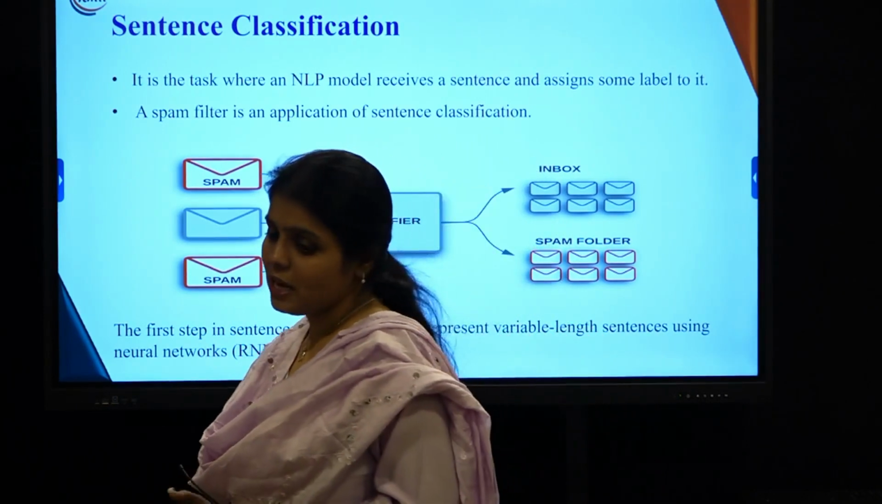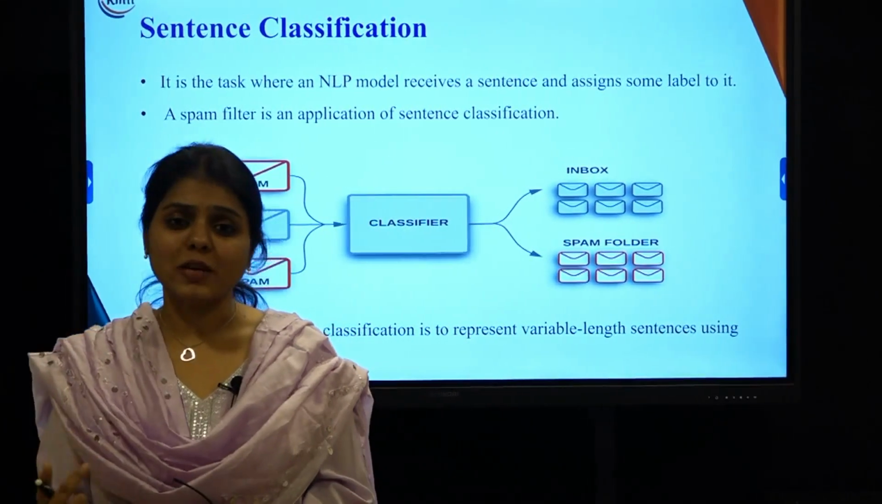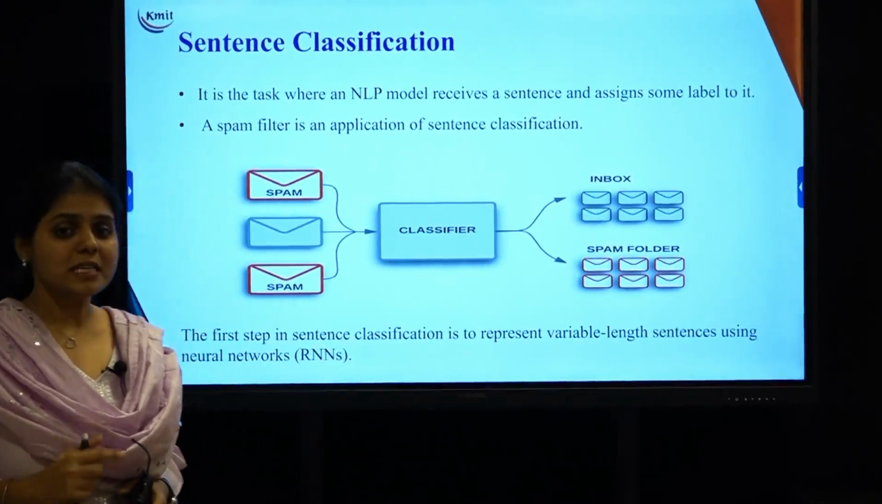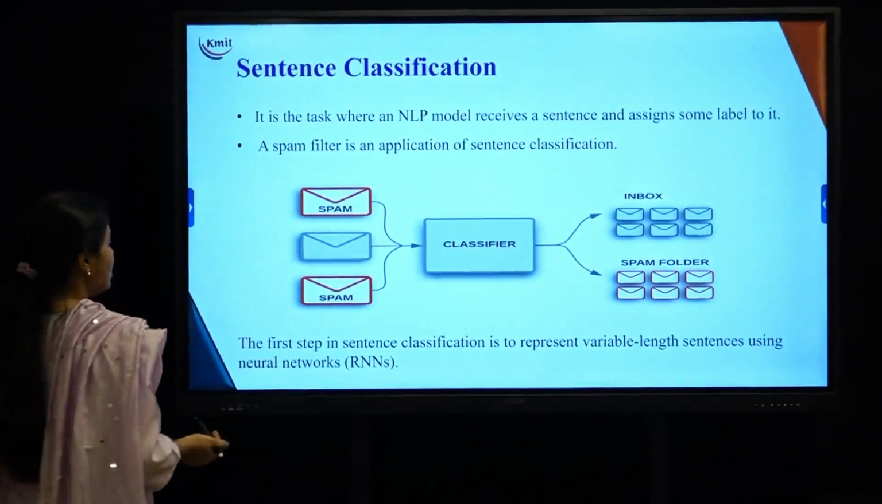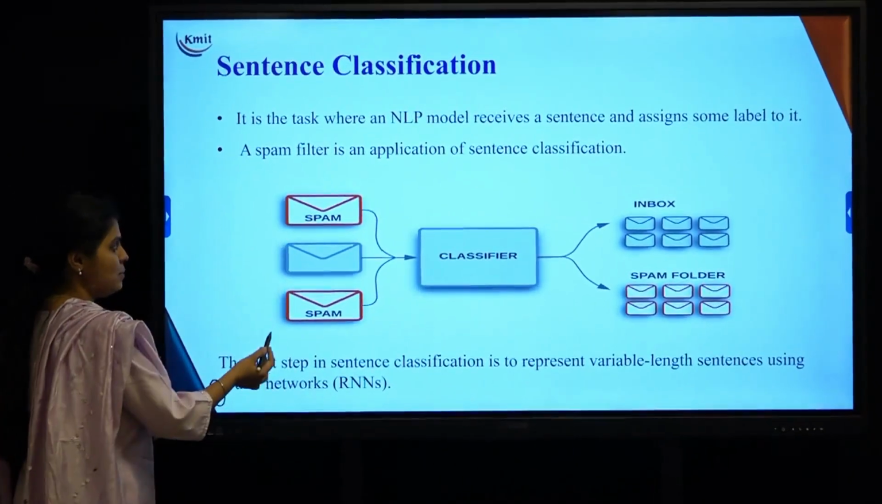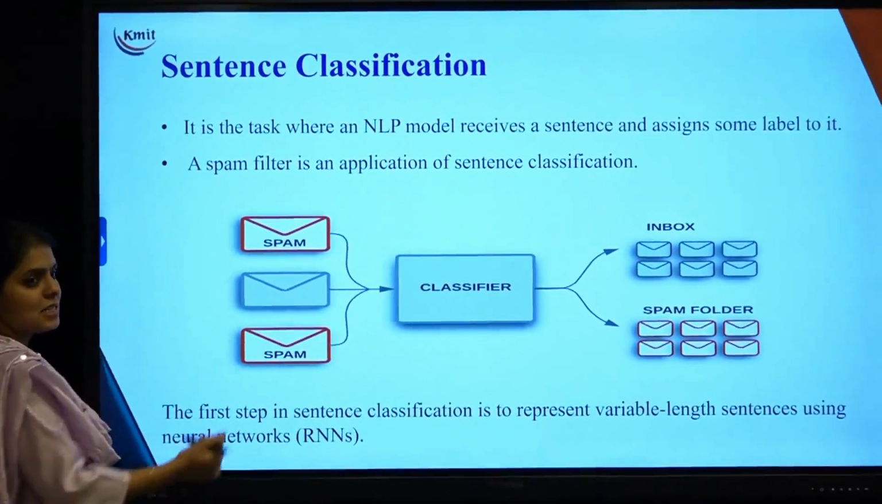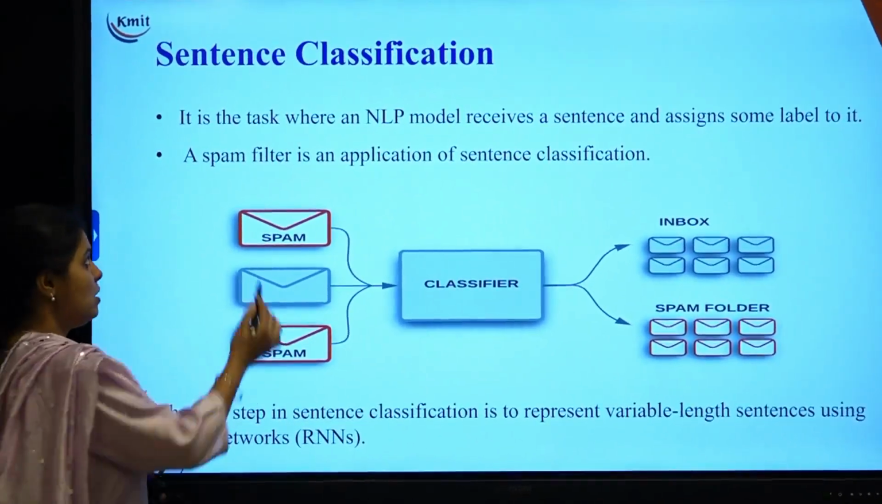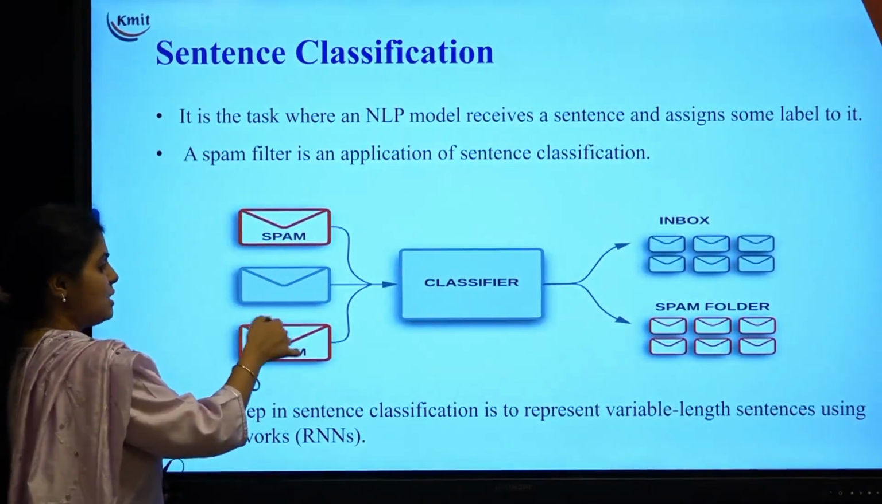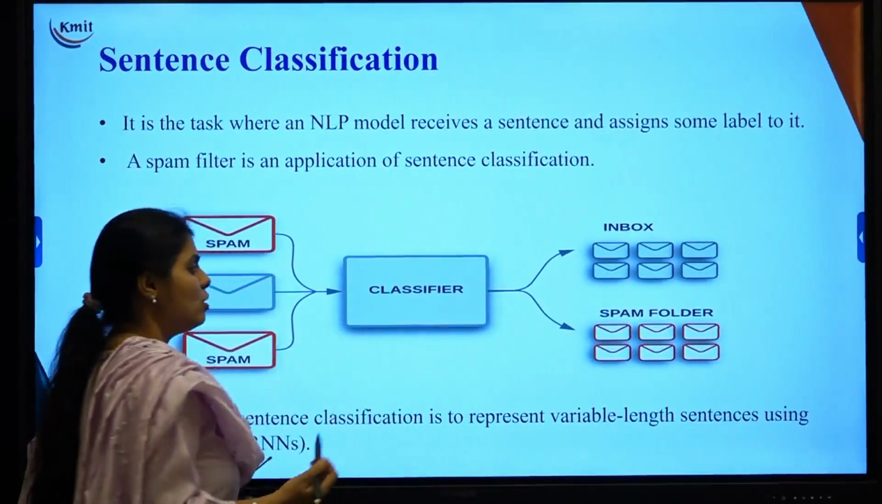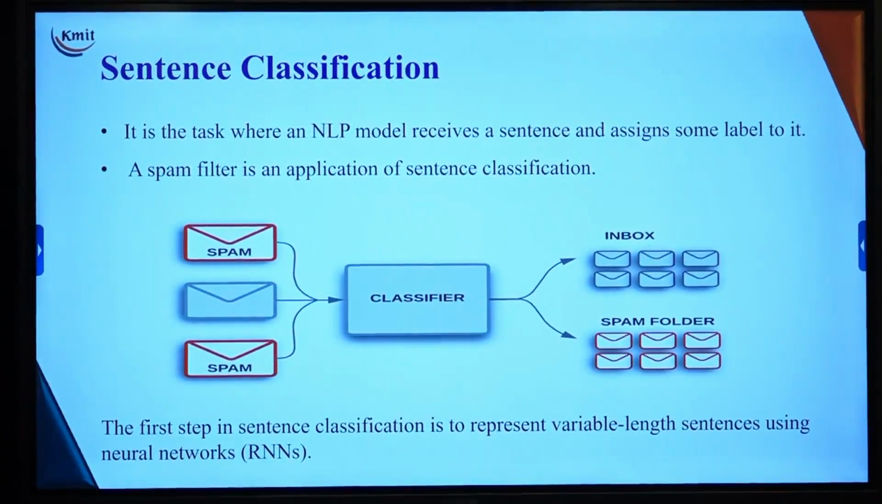Along with this, email filtering is also one of the important applications of the sentence classification task. Here the input is an email, and whether it is spam or not spam is decided by the classifier. So we take the email as input, classify it, and send it either to the inbox or to spam.